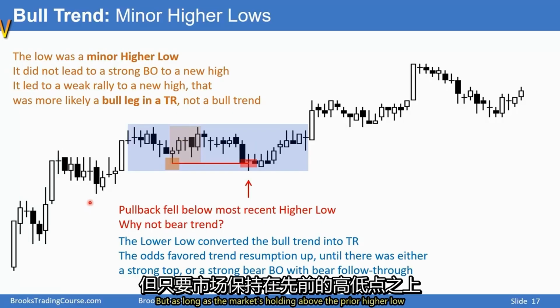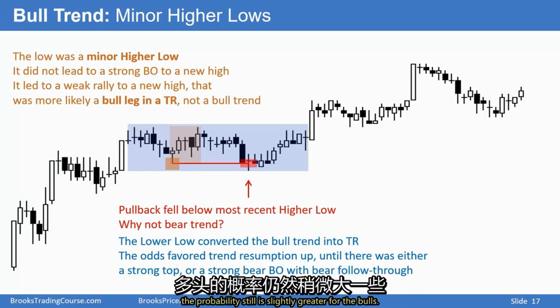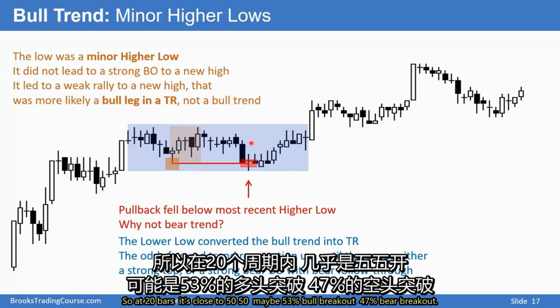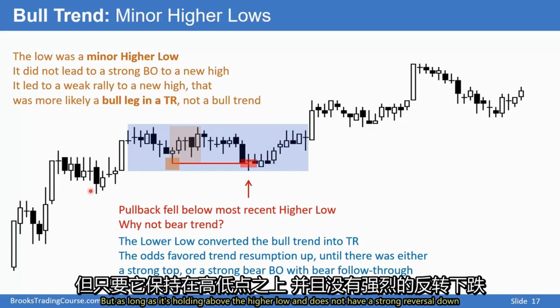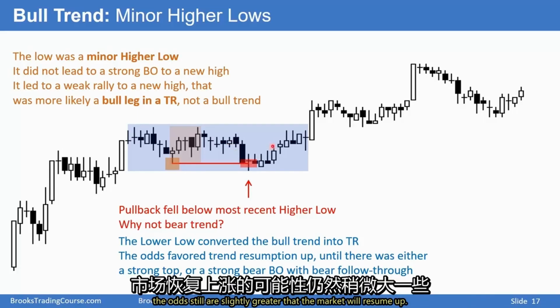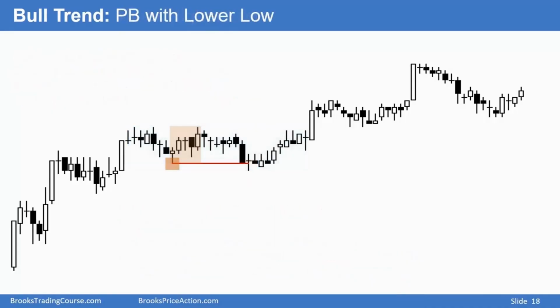But as long as the market's holding above the prior high or low, the probability still is slightly greater for the bulls. So at 20 bars, it's close to 50-50, maybe 53% bull breakout, 47% bear breakout. But as long as it's holding above the high or low and does not have a strong reversal down, the odds still are slightly greater that the market will resume up.